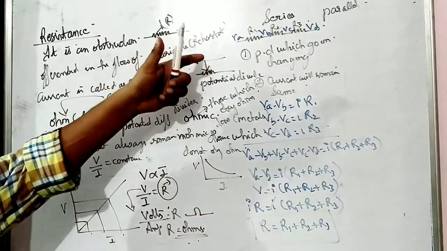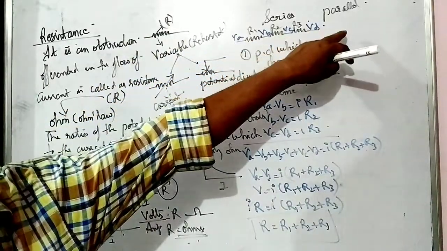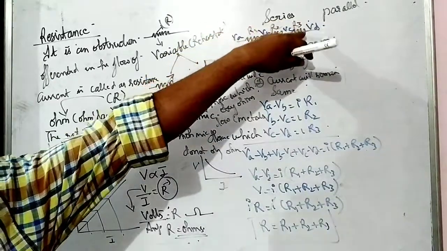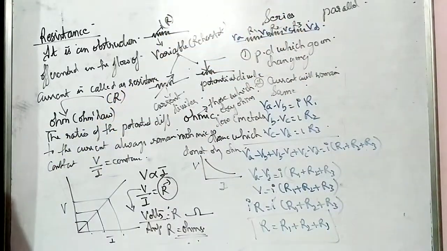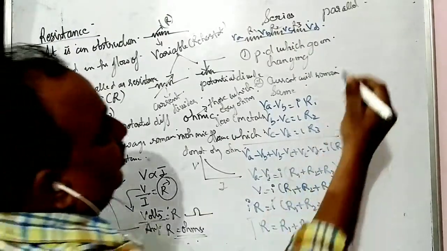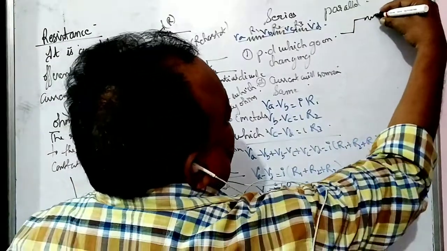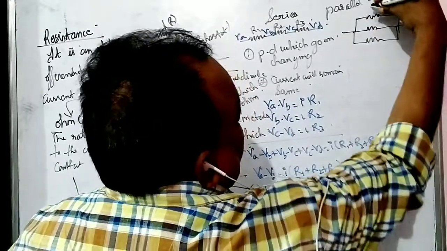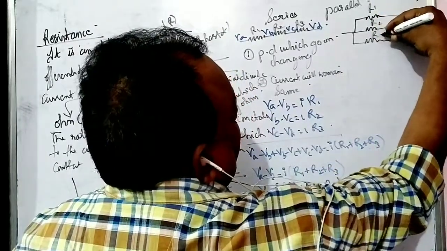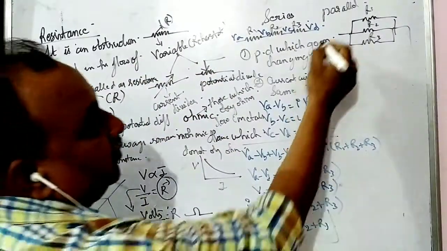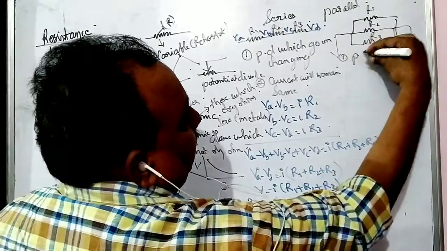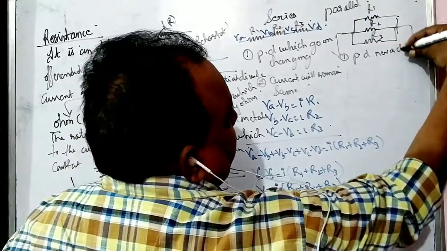But it has a drawback also, that the potential will go on decreasing. Second, if one part is closed, the current supply will also be closed. So there are drawbacks to resistances connected in series. But if the resistances are connected in parallel, somehow like this, this is R1, this is R2, this is R3, the potential difference never changes.